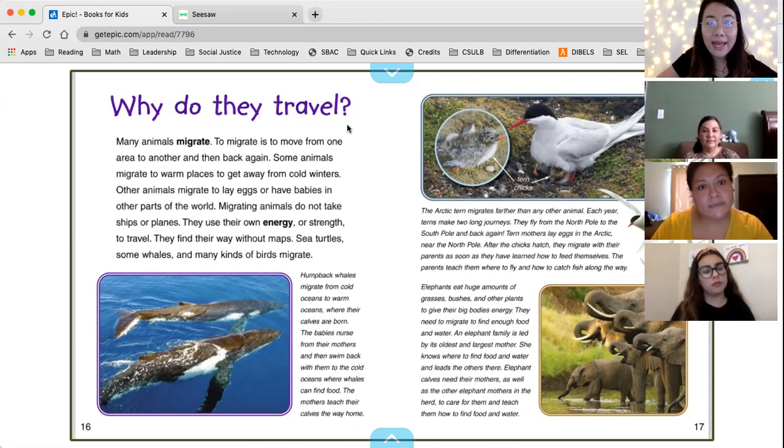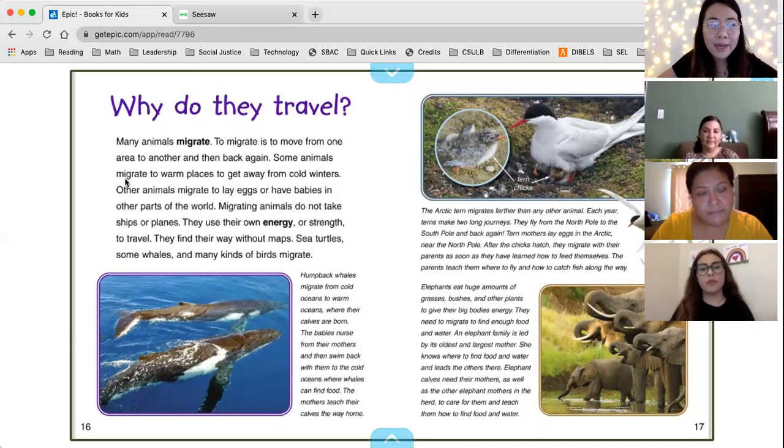Why do they travel? And this is what we call a heading. It's like a little mini title of the page is usually what we call the heading. It's a text feature that helps you understand what this text is going to be about, which is a hint. Why do they travel? Many animals migrate. To migrate is to move from one area to another and then back again.